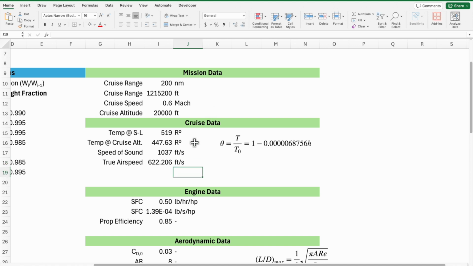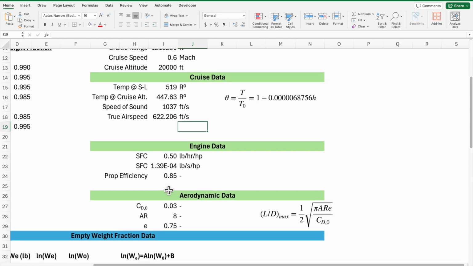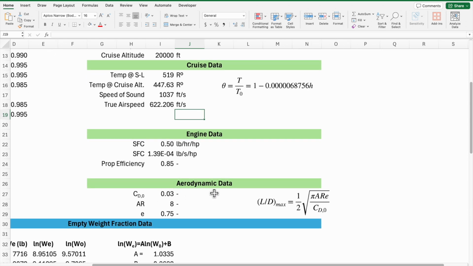So we have some information for our cruise data. We have our cruise altitude. We have our specific fuel consumption in the correct units. We have a prop efficiency. The next thing I added here was an estimation for our maximum lift-to-drag ratio.